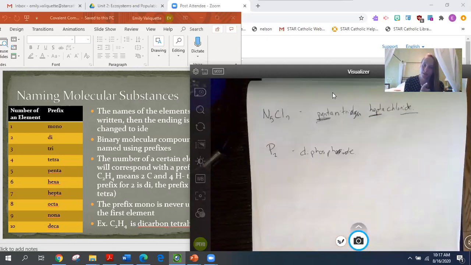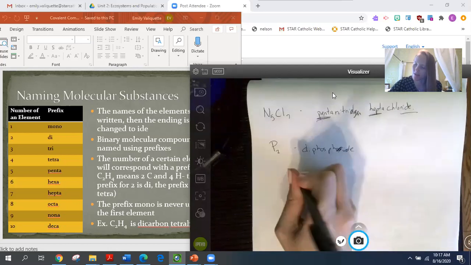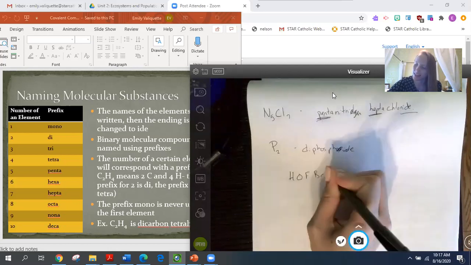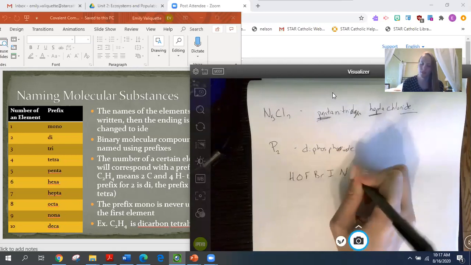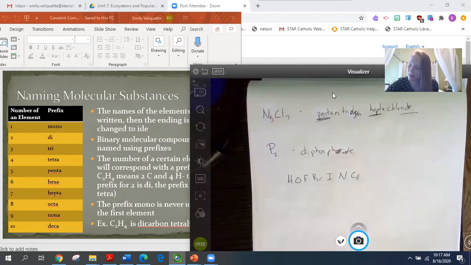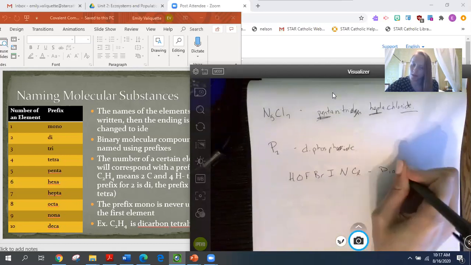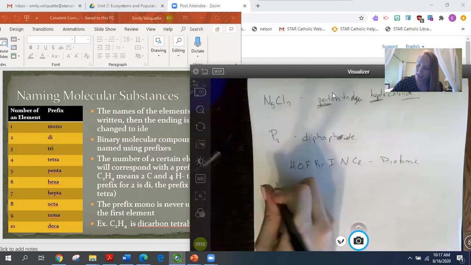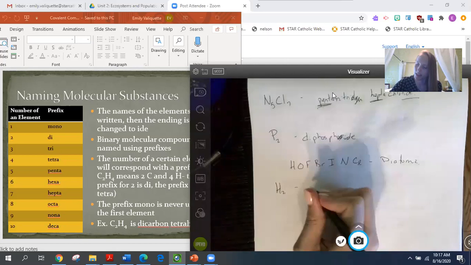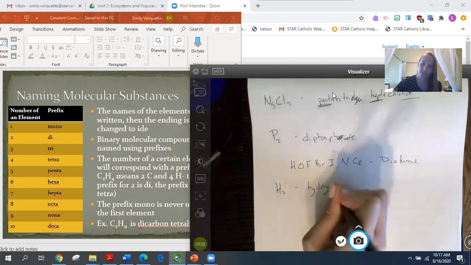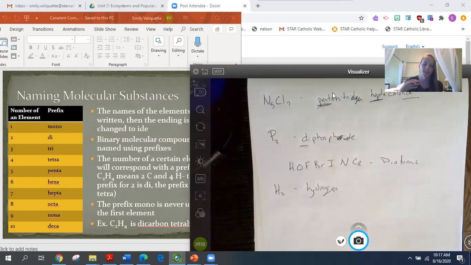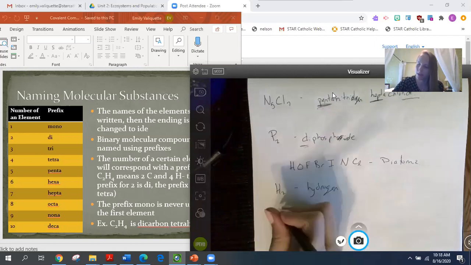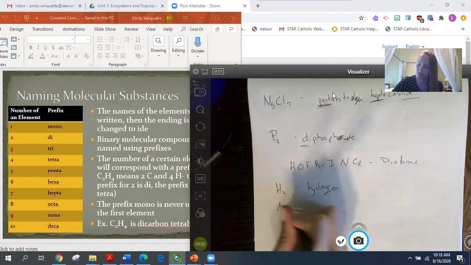The one thing you do have to watch out for is your Hofbrinkel or diatomic molecules. So that is hydrogen, oxygen, fluorine, bromine, iodine, nitrogen, and chlorine. The Hofbrinkel molecules are also called the diatomic molecules. For those ones, if you're given, say, H2, that would just be hydrogen. You don't use prefixes, you don't change the ending. All it is is the name of the element. So same with N2, it is just nitrogen.